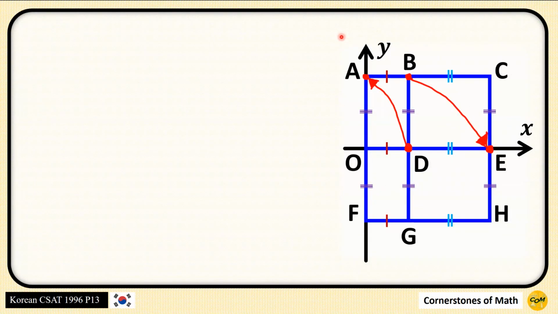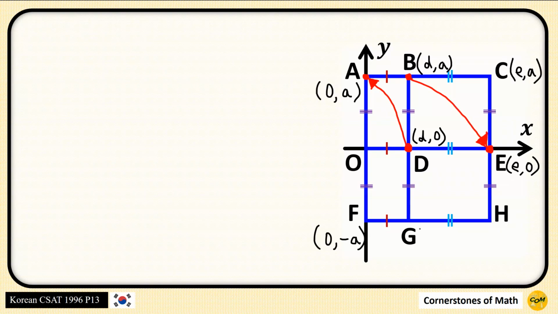Alright, first of all, we need coordinates. So let us assign coordinates to these points. We have point A here on the y-axis, so let this point be (0, a). Then, by the symmetry, the coordinates of point F are (0, -a). Next, let us take a look at points on the x-axis, which are D and E. So we let (d, 0) be the coordinates of point D, and (e, 0) be the coordinates of point E. Then, point B is (d, a), point C is (e, a), point G is (d, -a), and point H is (e, -a).